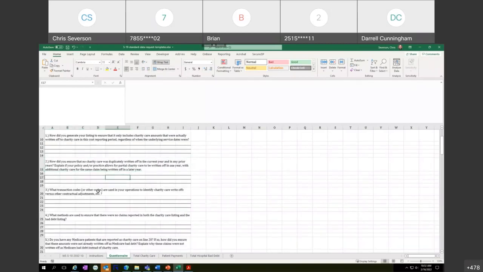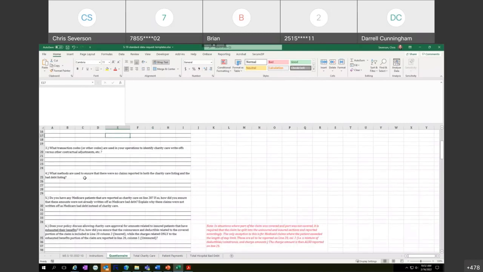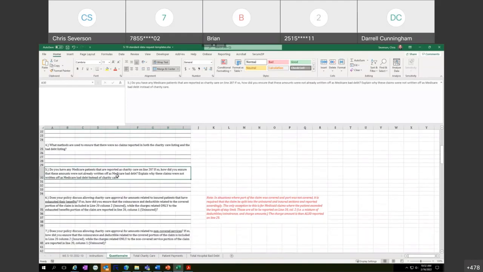What transaction codes do you use for charity care? So what should we look for? What methods are used to ensure there are no claims reported in both the charity care and bad debt listing? Of course, unless it's a split claim. The line 20, or Medicare, do you have any Medicare charity care amounts? And if so, explain why they were not written off as bad debt, Medicare bad debt.